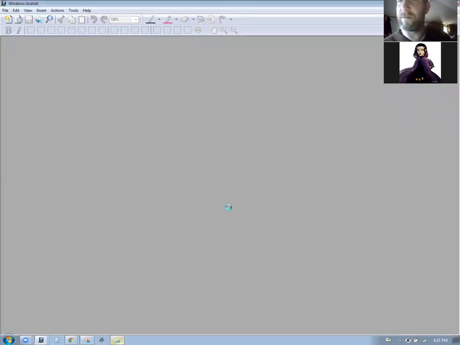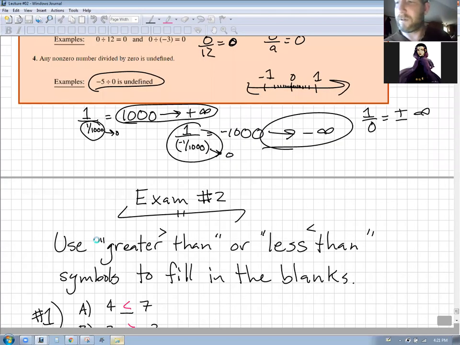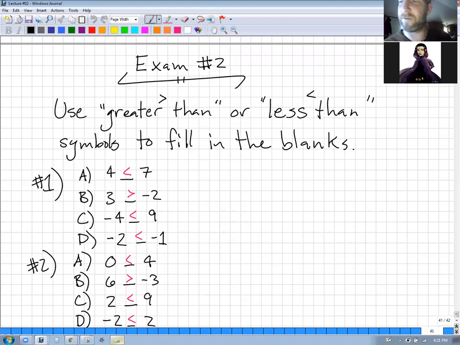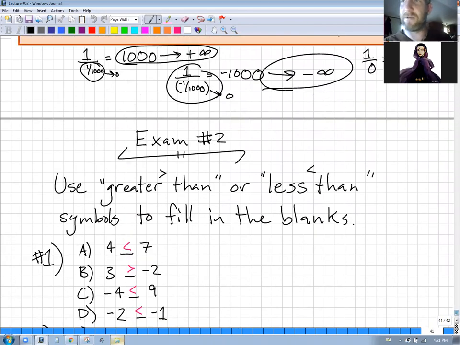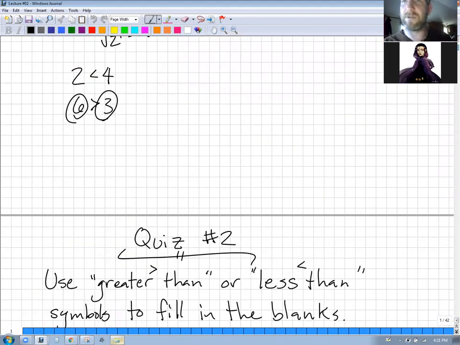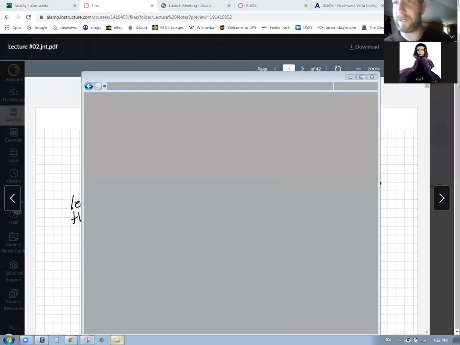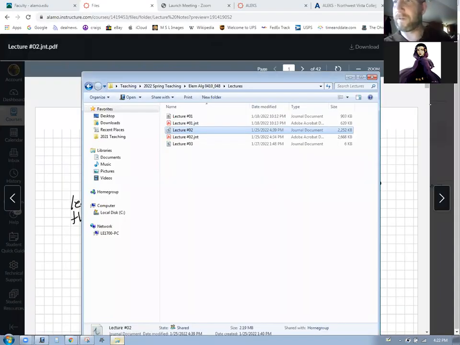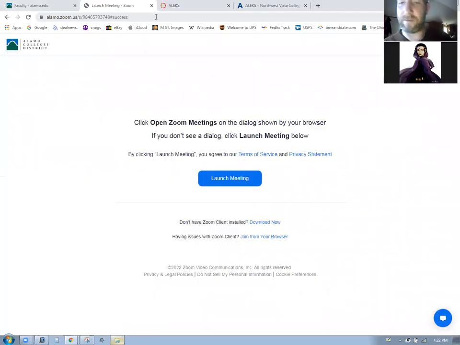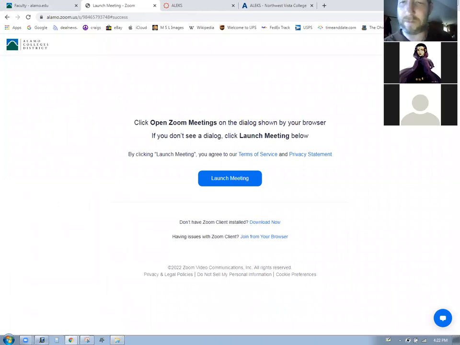Computer's so slow. So you can see right here at the end of it, here's exam number 2. And at the beginning of the notes somewhere is going to be quiz number 2. So if you miss class, you can always get the exam and the quiz out of the lecture notes. Okay.